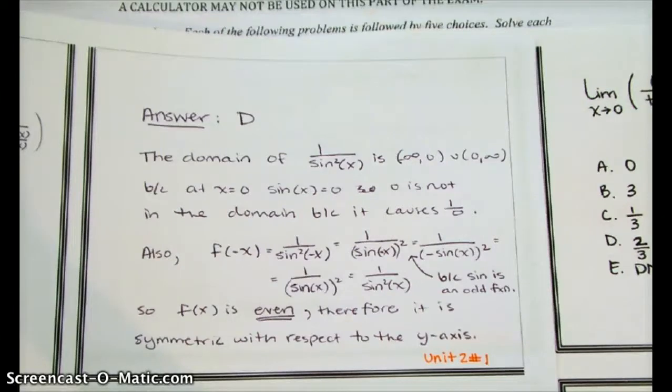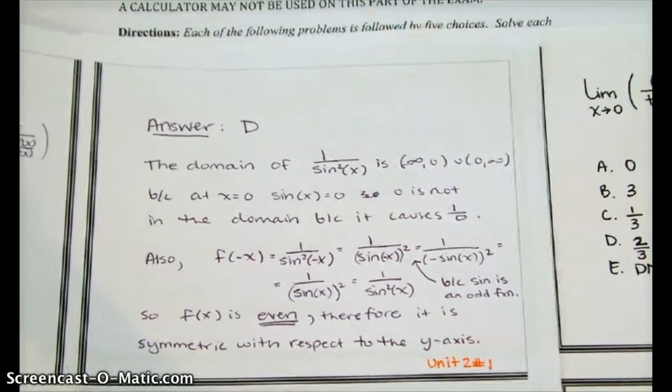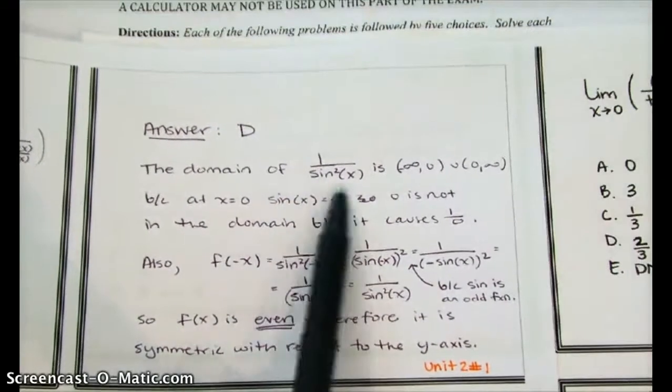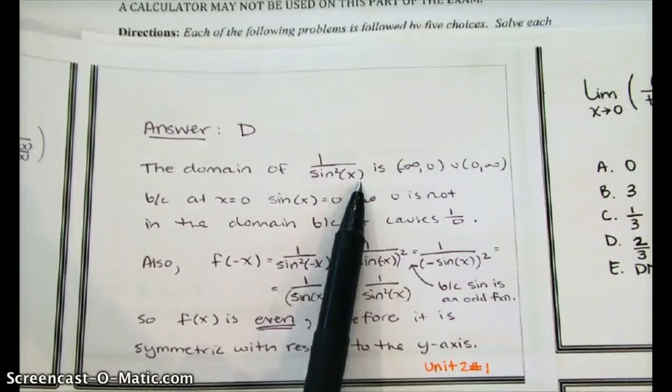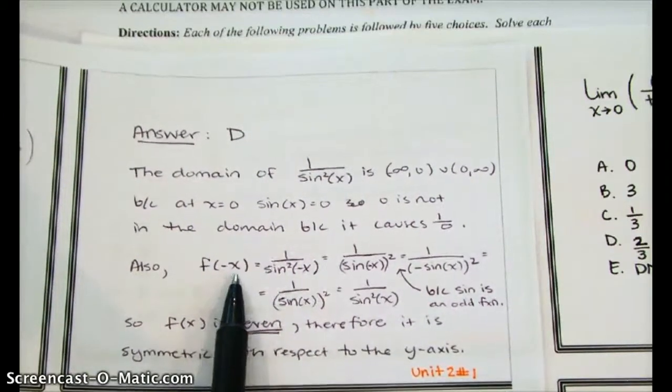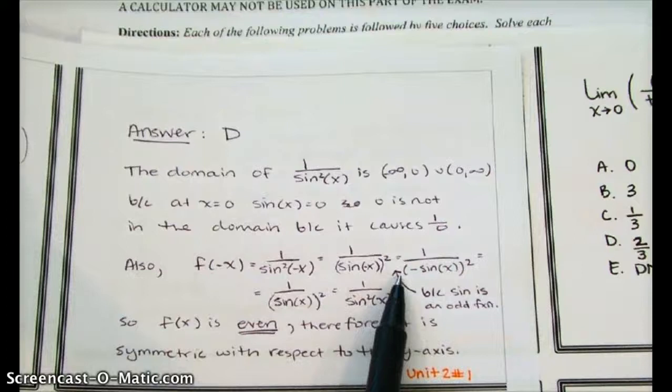So hopefully this makes sense. Notice that there were kind of 2 things I had to do. First, I thought about the domain, and I found that there was a problem when x equals 0, so 0 is not in the domain. And then I used that same strategy by plugging in negative x. This is the only tricky part right here.